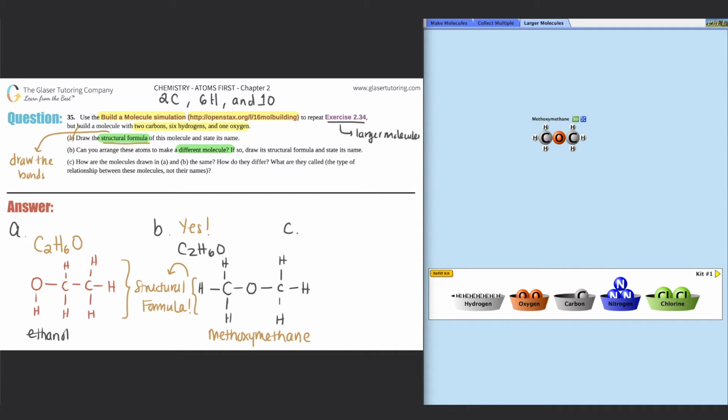That's all that they wanted for B. They just wanted you to draw the structural formula and state its name. That's all that we did here, so B is done. Now C, it says, how are the molecules drawn in A and B the same? Well, let's see. The drawings are not the same, right? There's different connections. But what was the same the entire time?